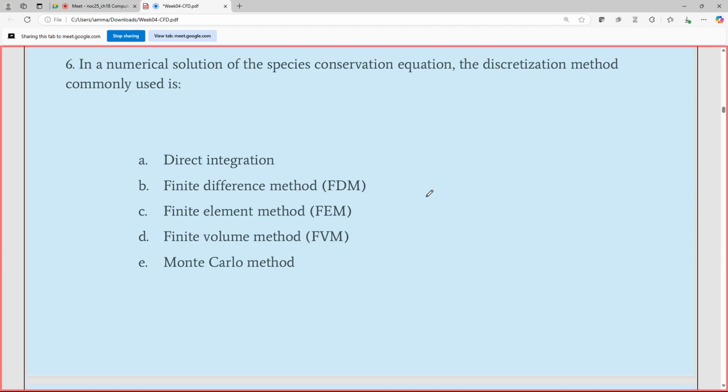In a numerical solution of the species conservation equation, the discretization method commonly used is. So the question is on the discretization method commonly used for solving species conservation equation. Options are A, direct integration. Option B, finite difference method or FDM. Option C, finite element method or FEM. Option D, finite volume method or FVM. Option E, Monte Carlo method. So which among the following is commonly used for discretizing the species conservation equation?